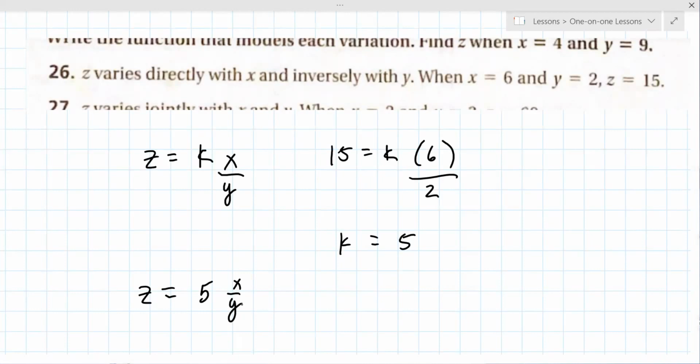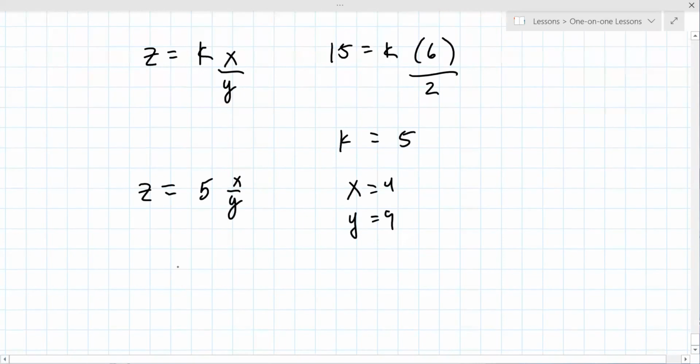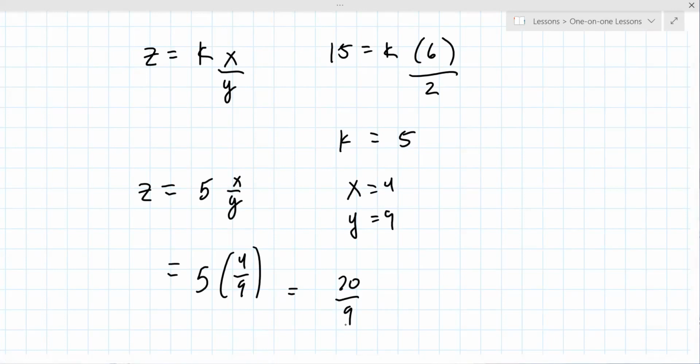Okay. But I think there's more to it. I think they want you to find z now when x equals 4 and y equals 9. So it's 5 times 4 over 9. So it's 20 over 9. Oh, okay. Got it.